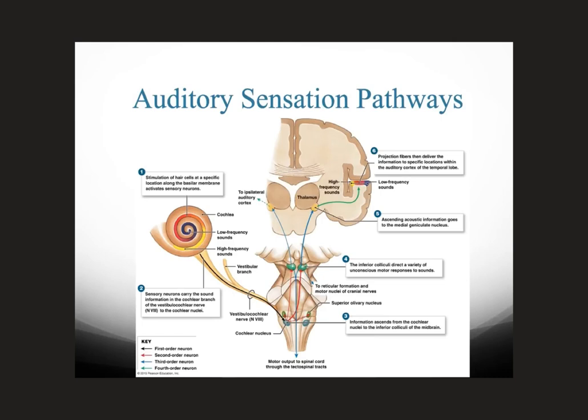So this is the pathway for our auditory sensation. If you have the stereocilia stimulating the kinocilium, it's going to travel through your vestibular cochlear nerve, which is going to go through all these steps, which we don't have to know. But at the end, it goes through your thalamus, and from your thalamus it's going to go through specific areas of your brain for detection of sound.